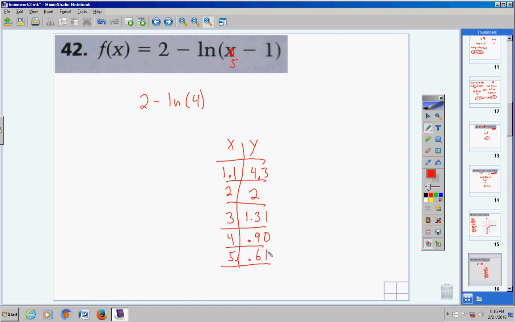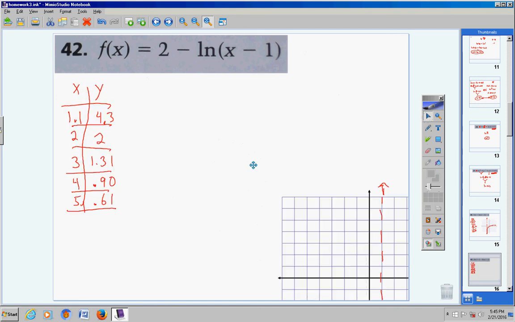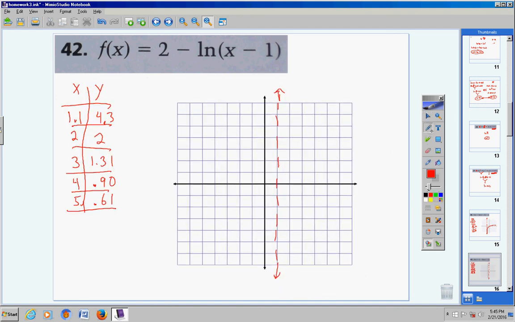And now I think we're really ready to pull our graph back up here and do some graphing, alright? So here we go. My first ordered pair is 1.1, 4.3, so over 1.1 and up 4.3, so about right there. And then 2, 2, so over 2, up 2. And then 3, 1.3, so over 3, then up 1.3. And then 4, 0.9, so over 4, up 0.9. And then over 5, up 0.61.